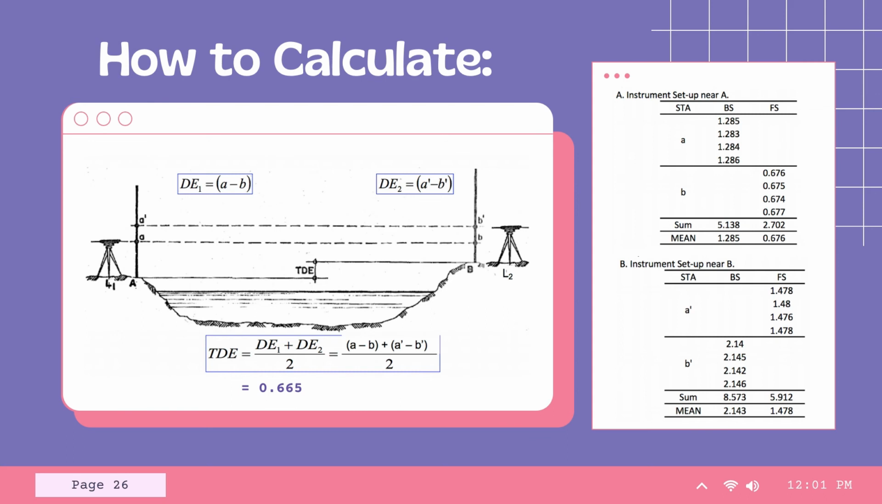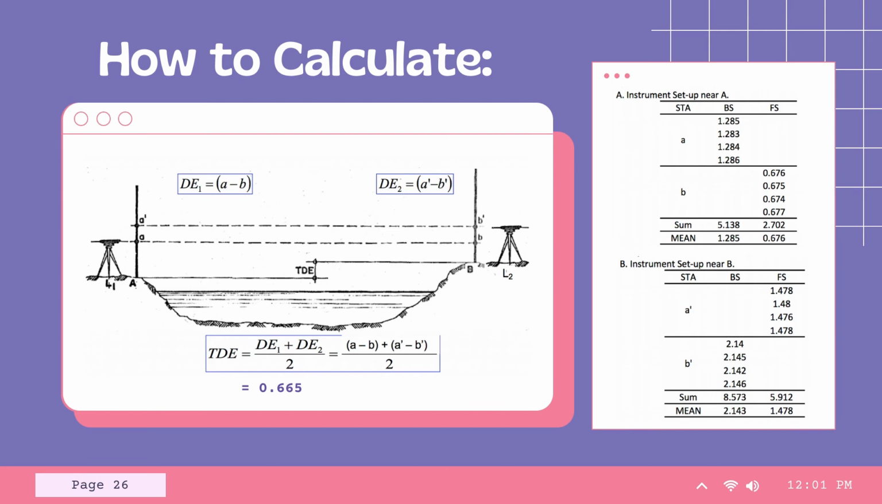The difference in elevation or DE sub 1 for station A can be calculated by subtracting B from A as seen on the screen, so we get 1.285 minus 0.676, which is equal to 0.609.